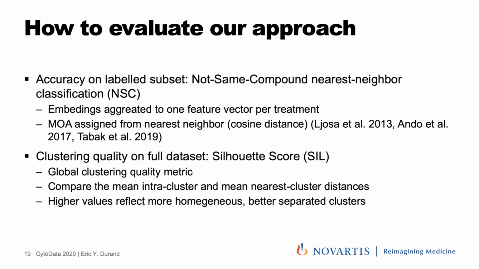But if you want to evaluate your approach more globally, also on unlabeled images, it's useful to use clustering quality metrics. In our case, we use the silhouette score, which is a global clustering quality metric that compares the mean intra-cluster and mean nearest-cluster distances. Higher values of the silhouette score reflect more homogeneous, better separated clusters.